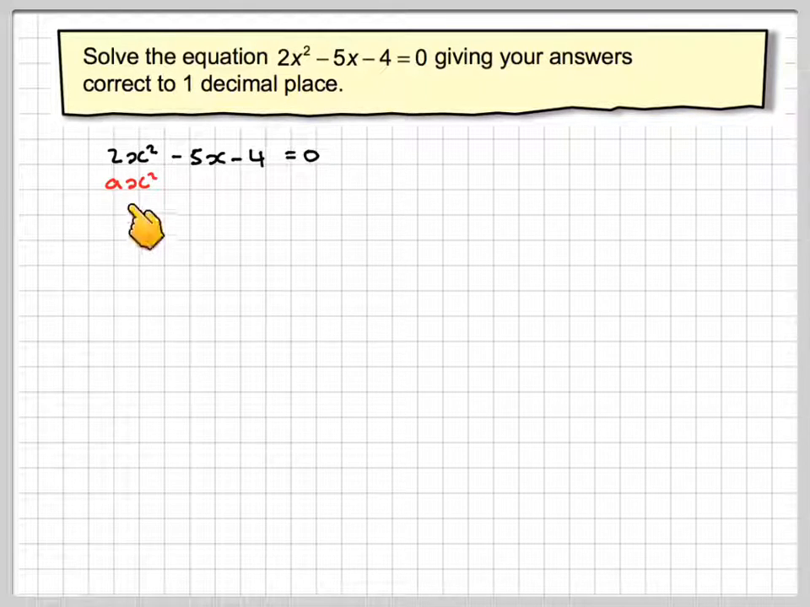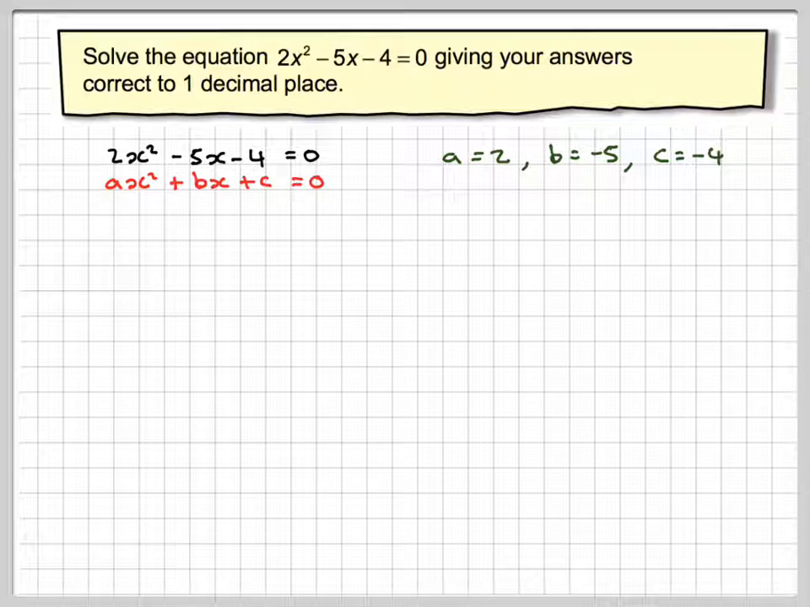First thing you should do is lay out ax squared plus bx plus c is equal to 0, the general form of a quadratic. Then it's easy to see that a has to be equal to 2, b has to be equal to minus 5, and c has to be equal to minus 4.